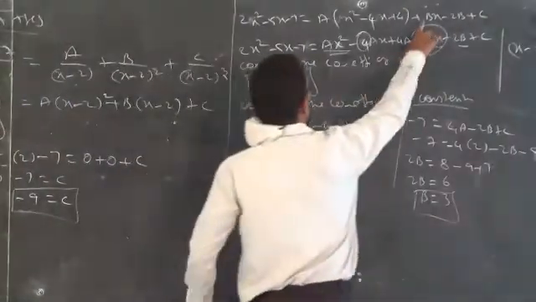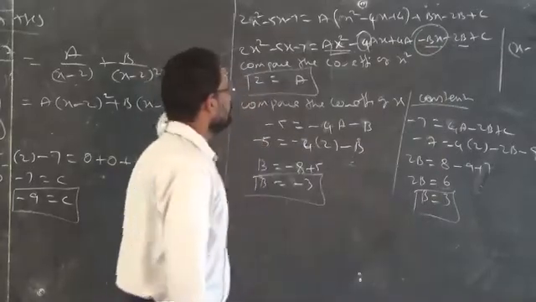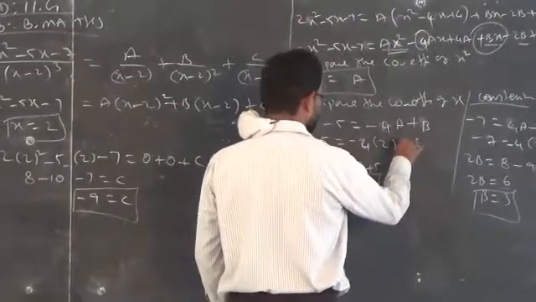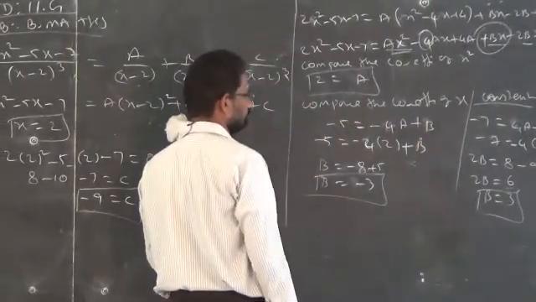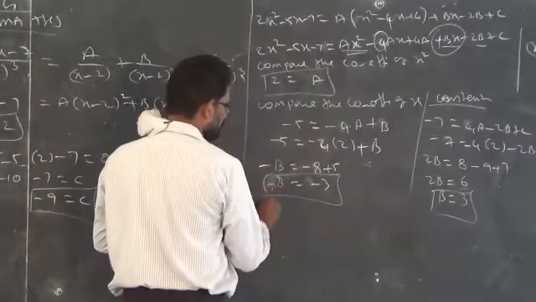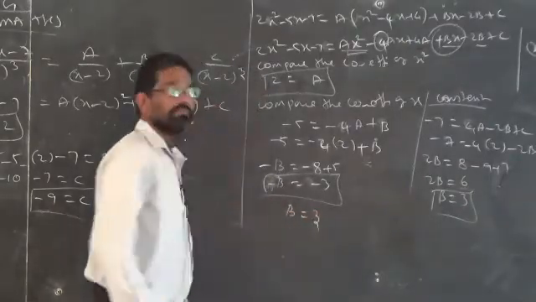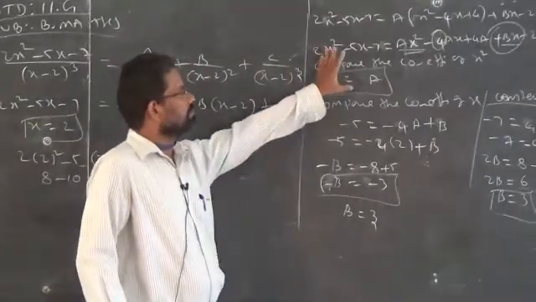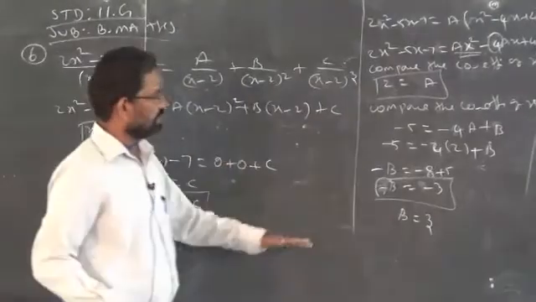Instead of what is there, plus bx, but I wrote here what? Minus bx. Therefore, plus, transfer, we will get minus b equal to minus 3. Therefore, b is equal to 3. Be careful. I told you already, you don't simply copy from the board. You please follow the step, each and every step.